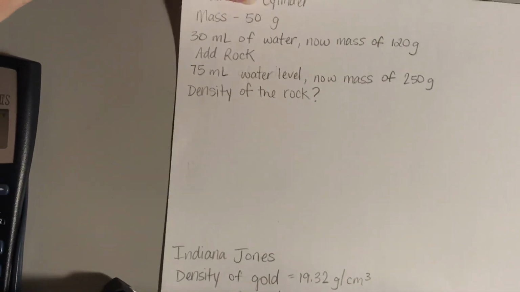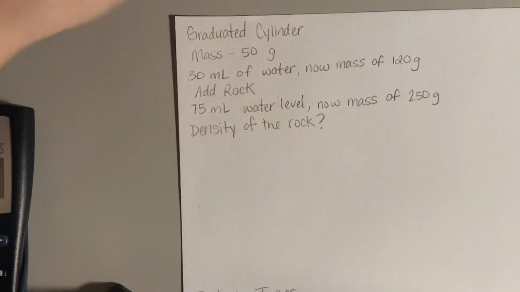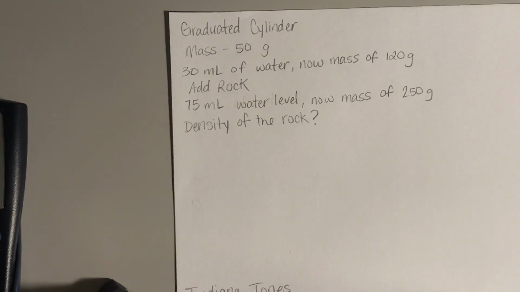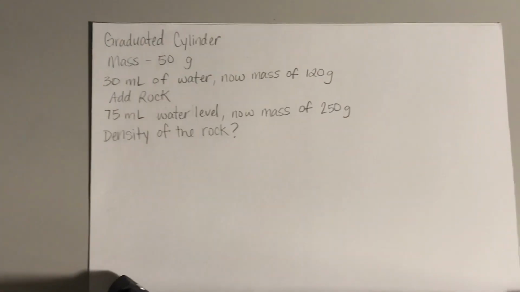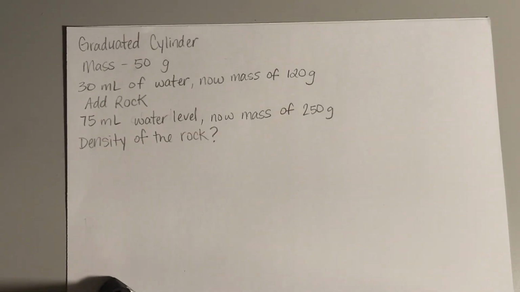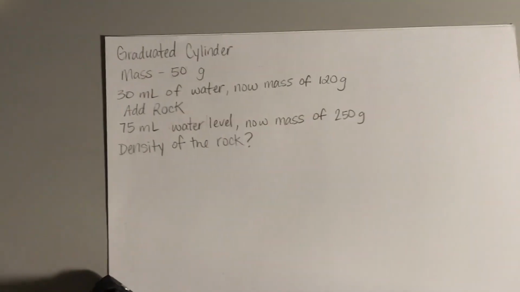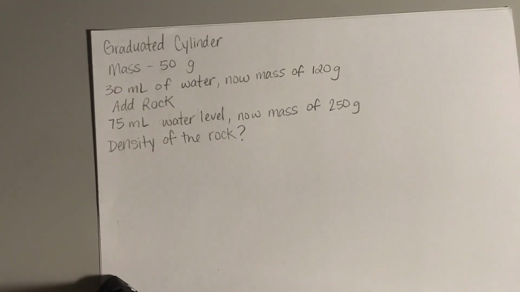Okay, this one has a lot of numbers involved with it, but I promise it's not as complicated as it seems, especially if you draw a picture of what's happening. Visuals always help me. I encourage you guys to make a chart or a graph or a visual, draw a picture. Okay, so an empty graduated cylinder has a mass of 50 grams.